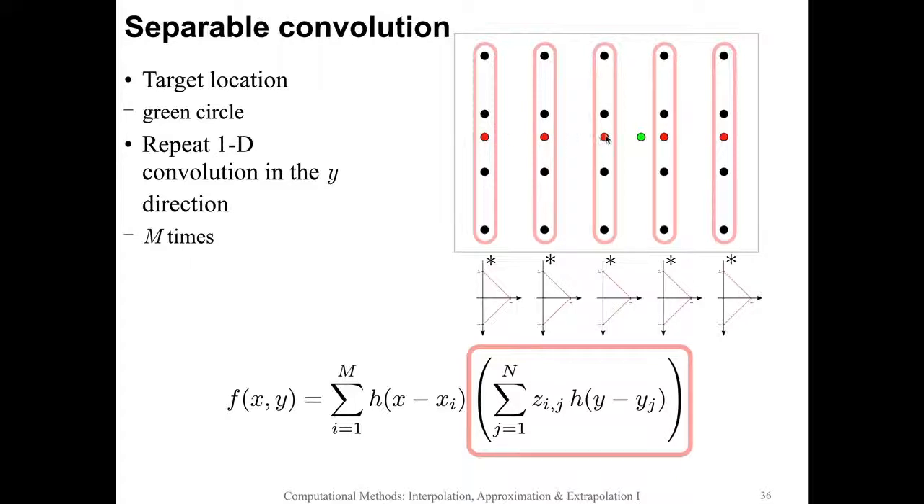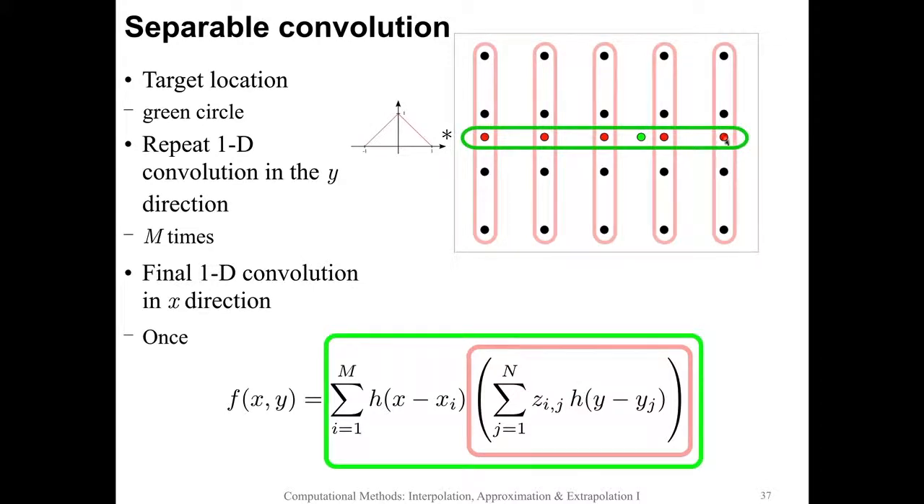So once we've done that, we end up with a set of values here shown by the red dots. Each one of those red dots represents a 1D convolution, a 1D interpolation over the columns. And the final step is to carry out a single 1D convolution over those intermediate results. So the red dots are now a set of one-dimensional data that we can apply our one-dimensional convolution to get our end result, to get our final value estimated at the target location.